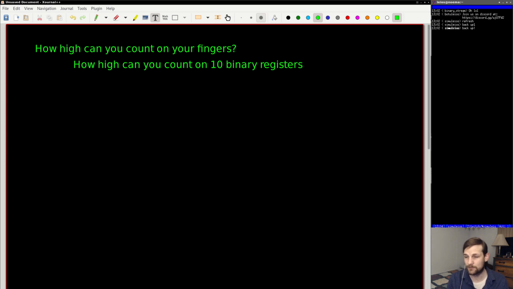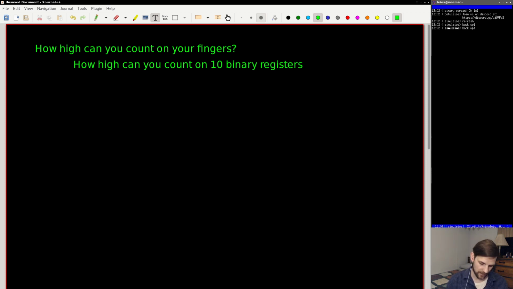But if you're really talented with your fingers, you technically have more than one knuckle, right? So you have down, halfway up, all the way up. So that's a trit. And then each of these guys are dits, I guess. Down, kind of up, a little bit more up. If you're double jointed, you can do that. And then this. So technically, you don't have 10 binary registers.